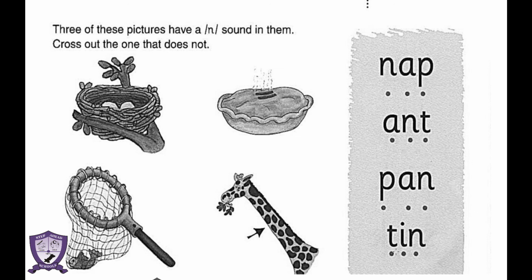First make the sounds. T, i, n. T, i, n, tin. Tin. What is this? Tin. Very well done. We have read these words: nap, ant, pan, and tin. I'm sure that you have learned all these sounds that we have done so far.